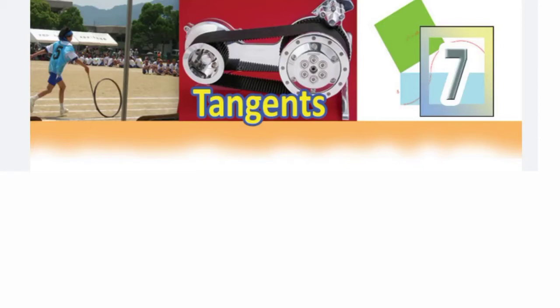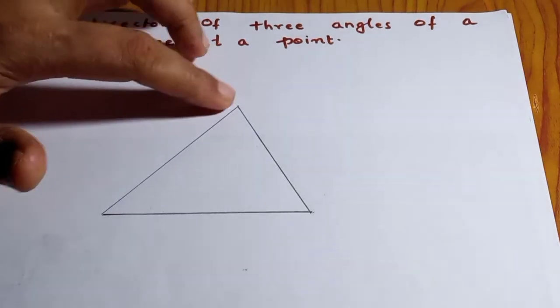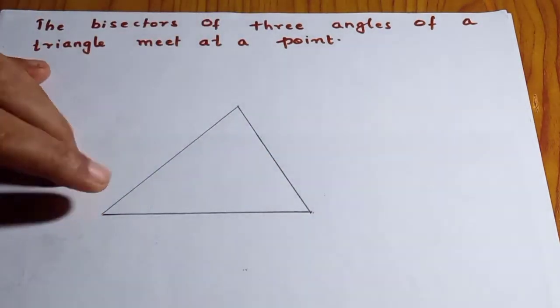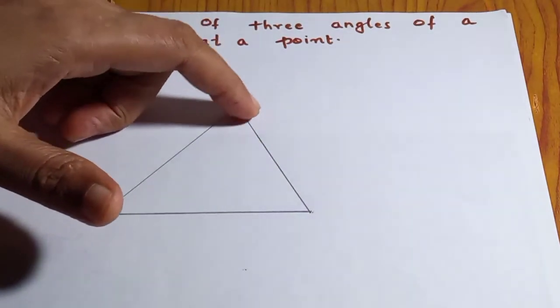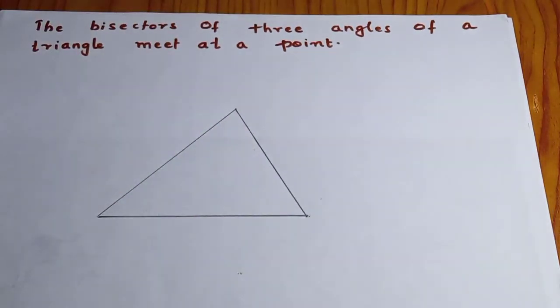Hi everyone, welcome to the last part of the lesson Tangents, which is the seventh chapter of Mathematics, Class 10. Now we have an important result, that is, the bisectors of all three angles of a triangle meet at a point. See here, this one is a triangle and the angle bisectors of all three angles of this triangle meet at a single point.